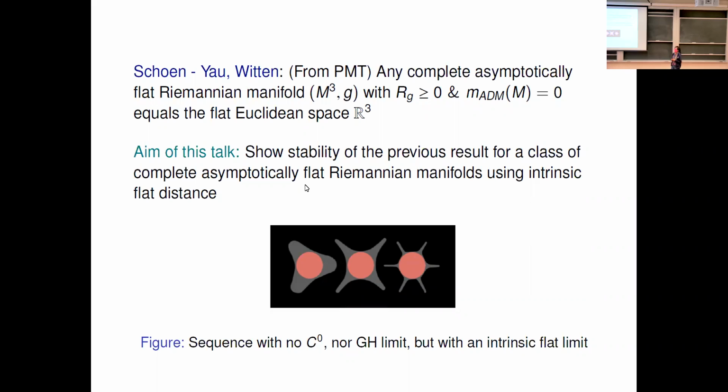So we will have a sequence of manifolds, and the mass of these manifolds is going to converge to 0. And we want to say that in the limit, these manifolds converge to Euclidean space. And the distance that we are going to be using is intrinsic flat distance.